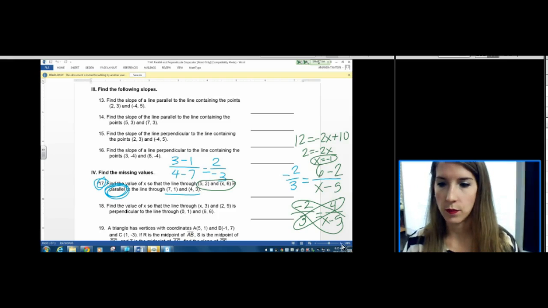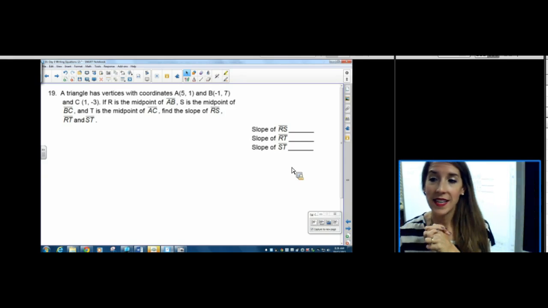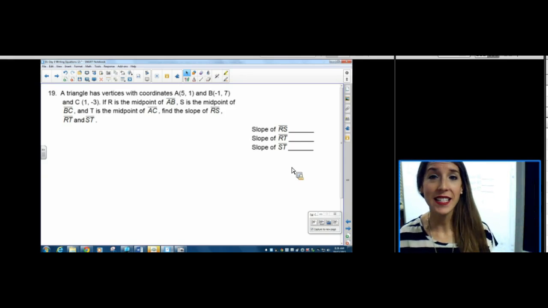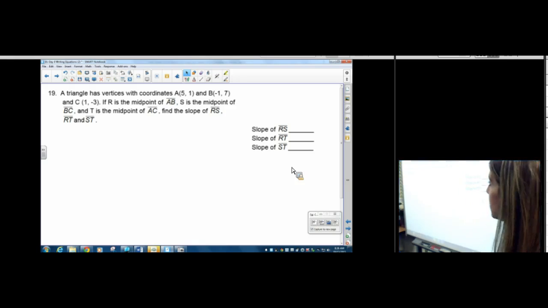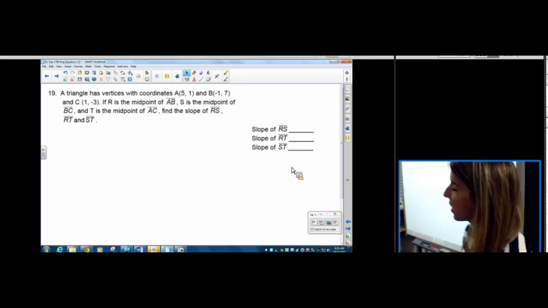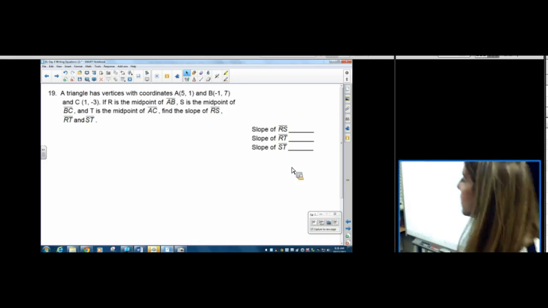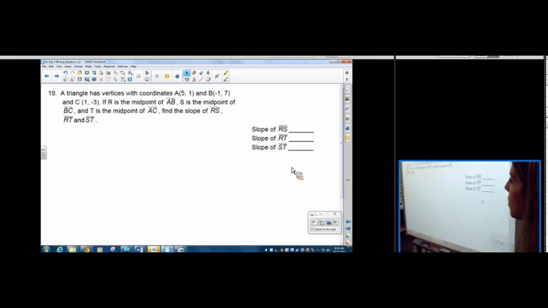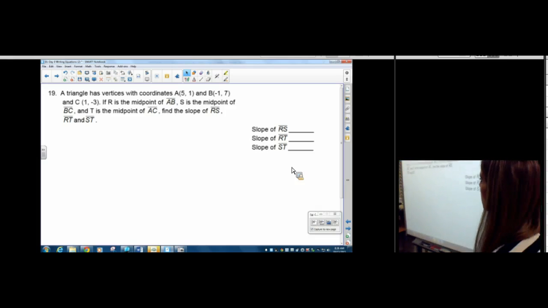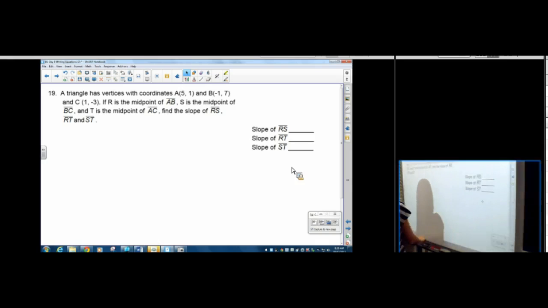2 divided by -2. One reason that this is on your homework is that it's good to spiral through things we've learned in the past. So midpoint is something that we haven't used in a while, but we know that there's a midpoint formula, and so all we have to know how to do is plug things into the formula. So we have a triangle ABC, and each side has a midpoint. R is the midpoint of AB, S is the midpoint of BC, and T is the midpoint of AC.